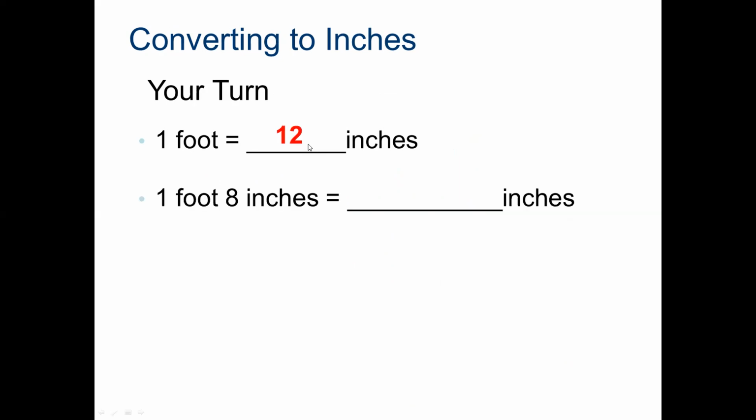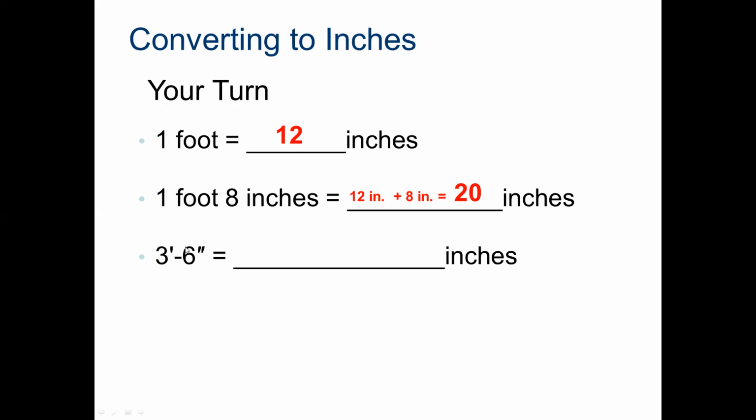All right, 1 foot 8 inches is equal to how many inches? So all we need to do is convert this foot into inches and then add the 8 inches to it. So there it is. We know that 1 foot right up here is 12 inches, so we write that here, plus 8 is equal to total 20 inches. All right, here's another option.